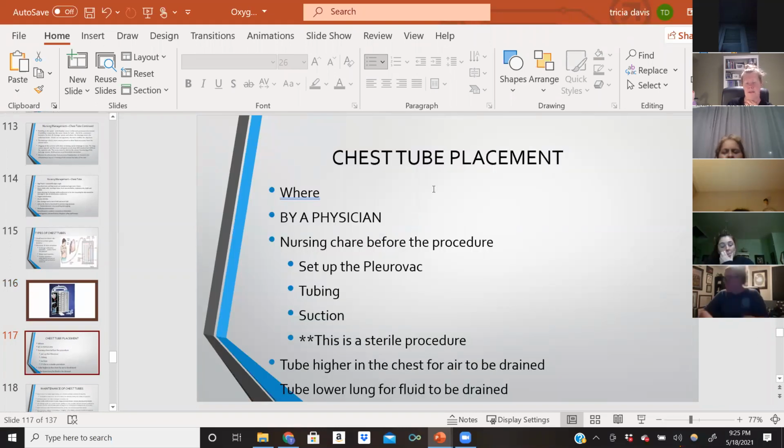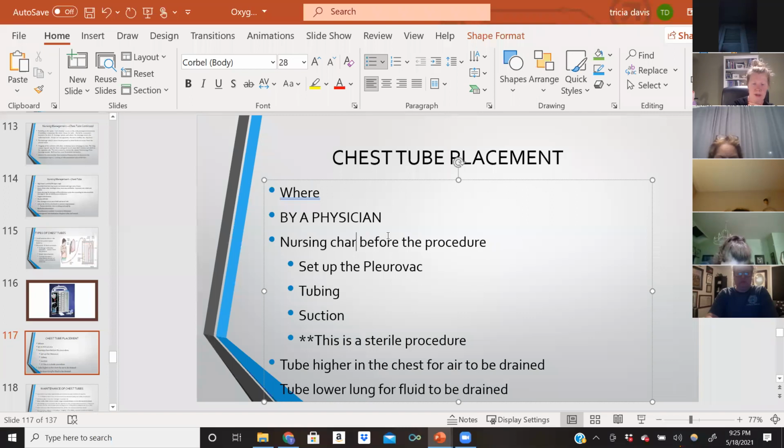So chest tube placement, we always want to know where it is. Is it in the left or the right? It's obviously going to be done by a physician. What the nurse should do before the procedure is make sure that there's orders in the computer for the chest tube. You should set up the Pleurovac, if you're using one. I've never actually used that.